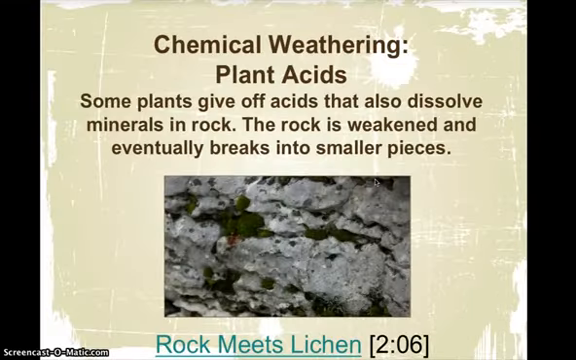Then you have plant acids. Some plants, like lichen, actually give off acids that dissolve the rocks. They eat away at the rock and they actually break down. So if you've ever seen lichen on rocks like you see here, then they are eating away at that rock and breaking it down. So it may not be that the lichen is growing in the cracks, but as much that the lichen is creating the cracks.